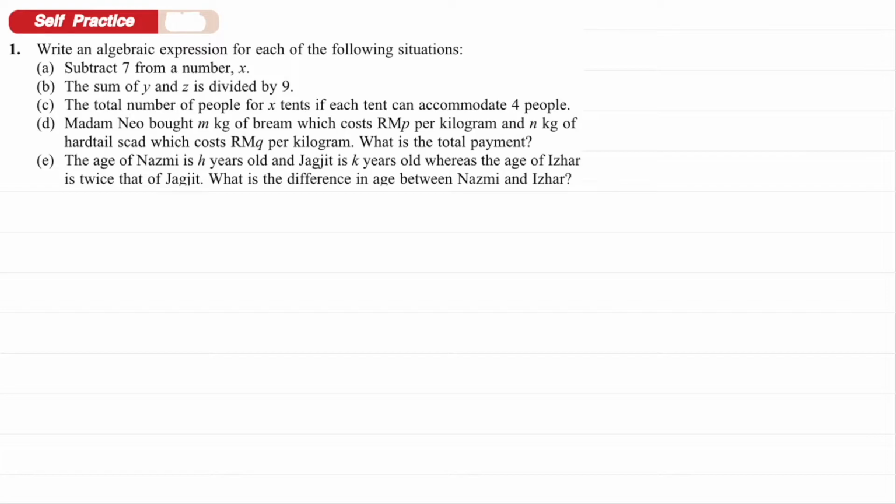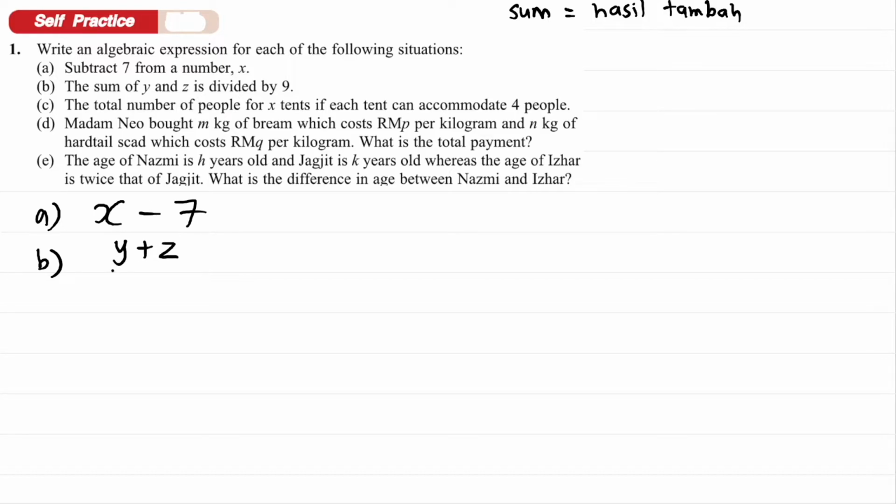Contoh, write an algebraic expression for each of the following situation. So, sebagai contoh, yang A tu dia kata apa? Subtract 7 from a number X. Subtract tu tolak kan? So, from a number X, tolak 7. Dah siap. Tengok B pula. The sum. Sum maksudnya hasil tambah. Okay. The sum of Y and Z is divided by 9. The sum Y plus Z divided maksudnya dibahagikan dengan 9. Macam tu.